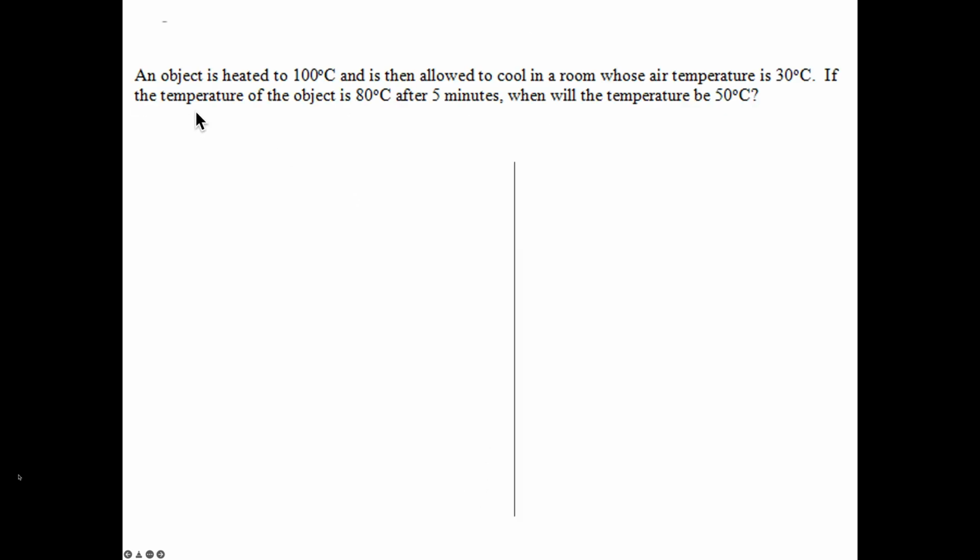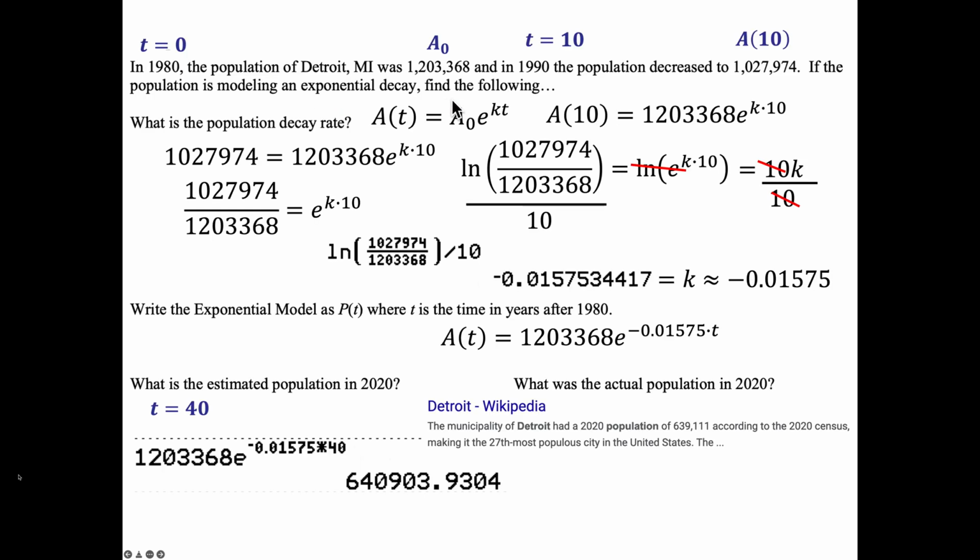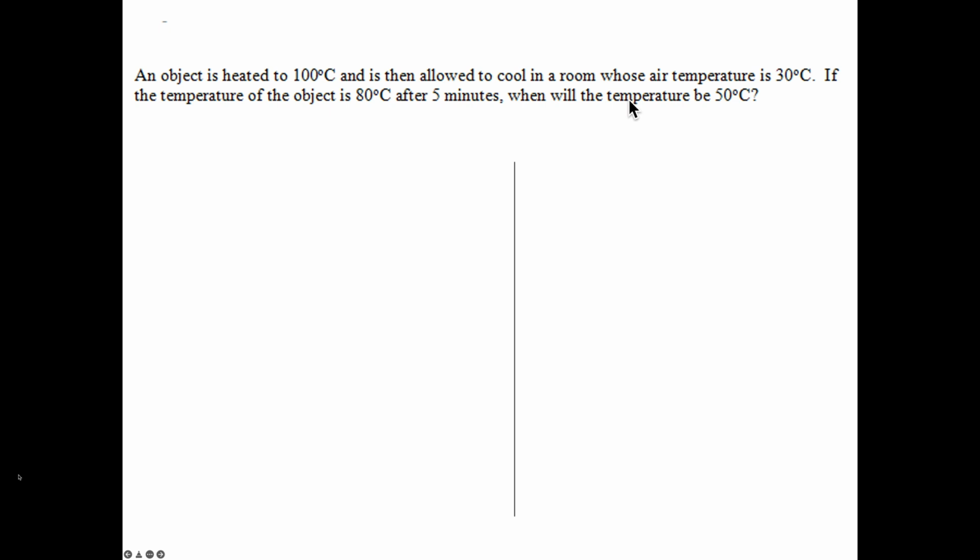All right, now for my cooling problem. An object is heated to 100 degrees Celsius and is then allowed to cool in a room whose air temperature is 30 degrees Celsius. If the temperature of the object is 80 degrees Celsius after 5 minutes, when will the temperature be 50 degrees Celsius?